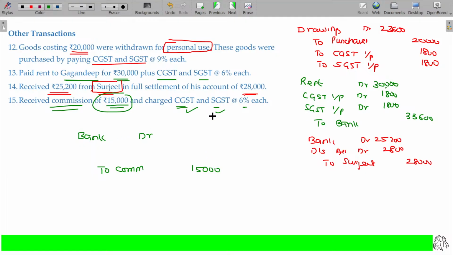Commission receipt means it's output, sir. You are selling. To CGST output, to SGST output, 6% each, 900. So the overall bank account will be 16,800. So GST related transactions are over now.